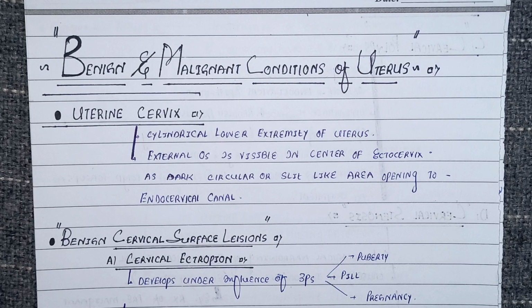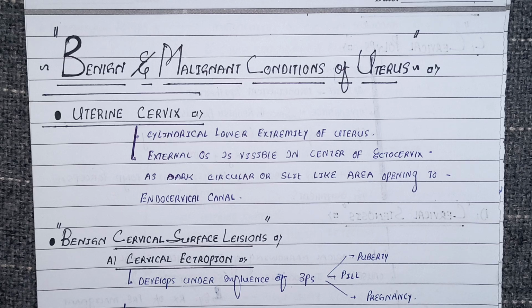Assalamu alaikum. In this video lecture, I have to deliver the benign and malignant conditions of the uterus and some benign conditions of the cervix as well. So I'll start with the benign lesions of the cervix, then some benign lesions of the uterus, and then the malignancies of the uterus, especially the CA endometrium, right?